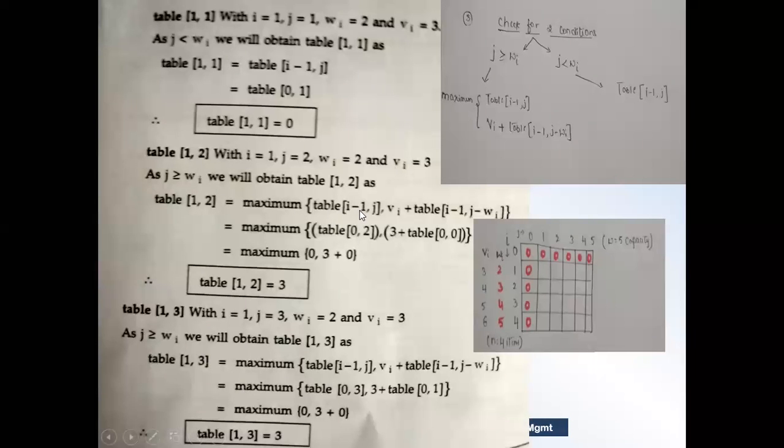Table of i comma 1 minus j, i minus 1 comma j comma vi plus table of i minus 1 comma j minus wi. So what is table of i minus 1? i is 1, so 1 minus 1 is 0, 0 comma j is 2. So vi is what? vi is 3. So 3 plus table of i minus 1 is what?